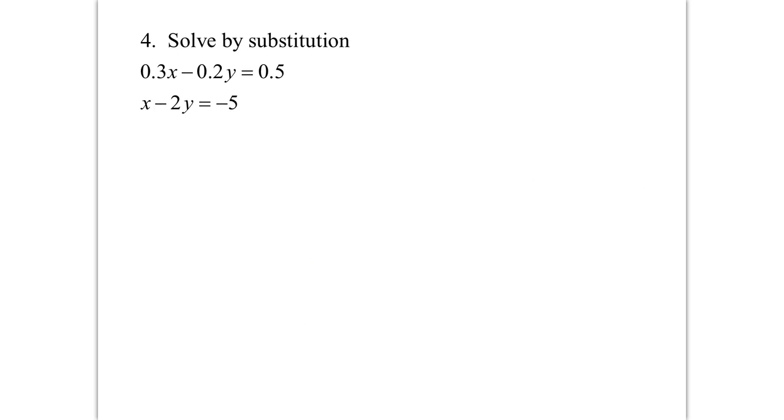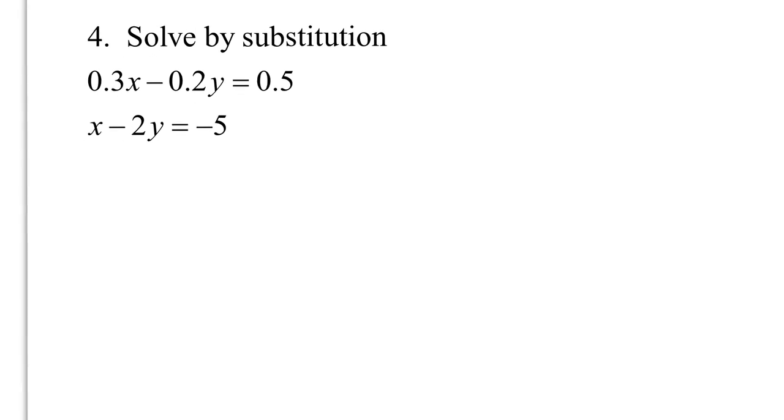Now this example here is not one of the special cases, but it has decimals. So I want to show you how to solve a system when we have decimals. I'm just going to show you how to get rid of those decimals without a calculator. So first, let's look at the first equation: 0.3x minus 0.2y equals 0.5. You notice that there's only one number after the decimal. So to get rid of those decimals, you can multiply everything by 10.